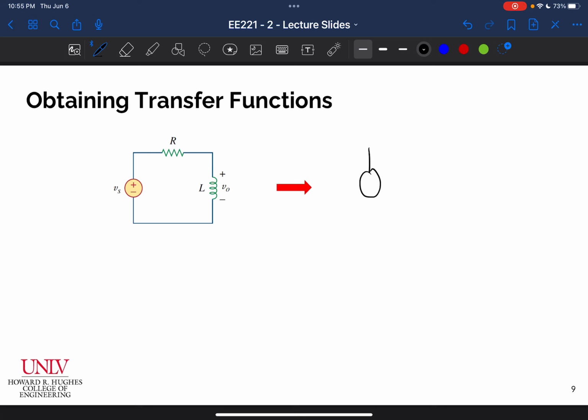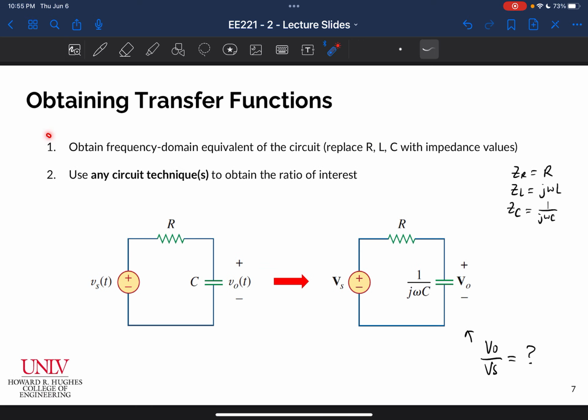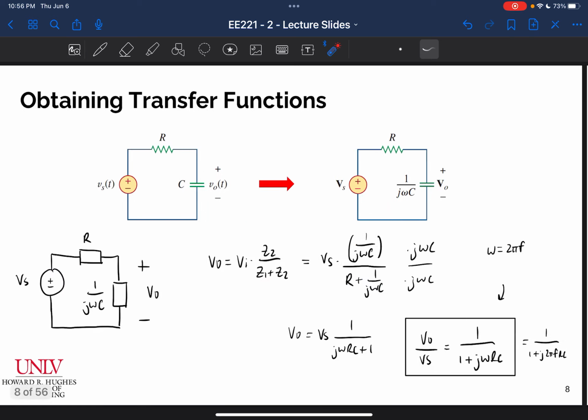If we go back 2 slides, we can see the steps. The first step here says to obtain the frequency domain equivalent of the circuit. Basically it says replace RLC values with their impedances, which we found here. And so, of course, the impedance of the resistor and the inductor are what we need here.